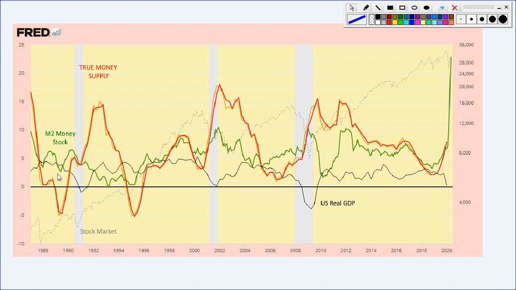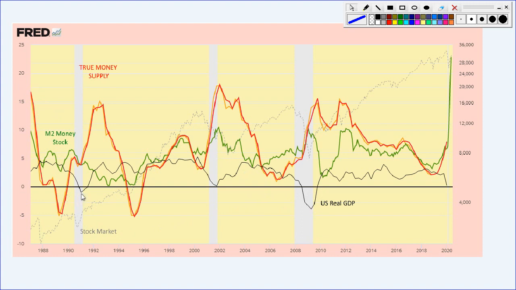We have the dashed line here, which is the stock market, and the black line here is the real GDP. Now, whenever the most liquid true money supply sinks, it is pretty much forecasting some sort of crisis coming forward in the next 24 months.